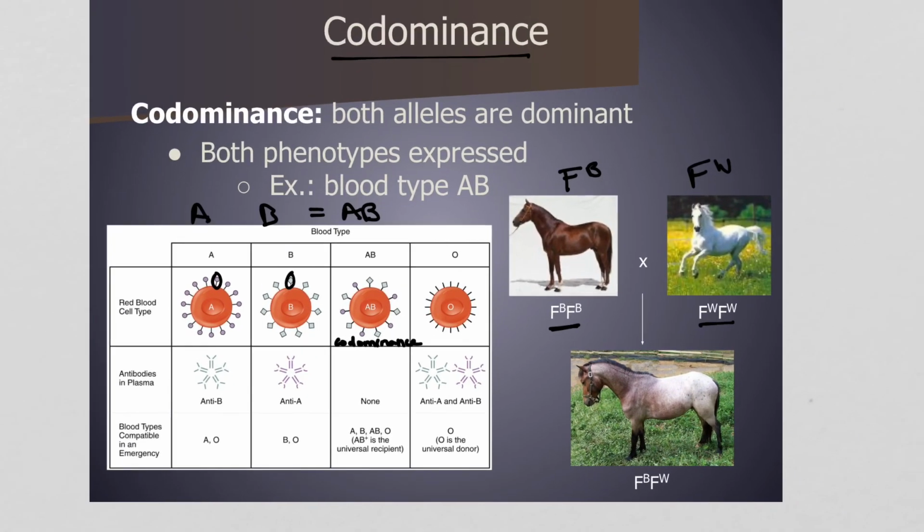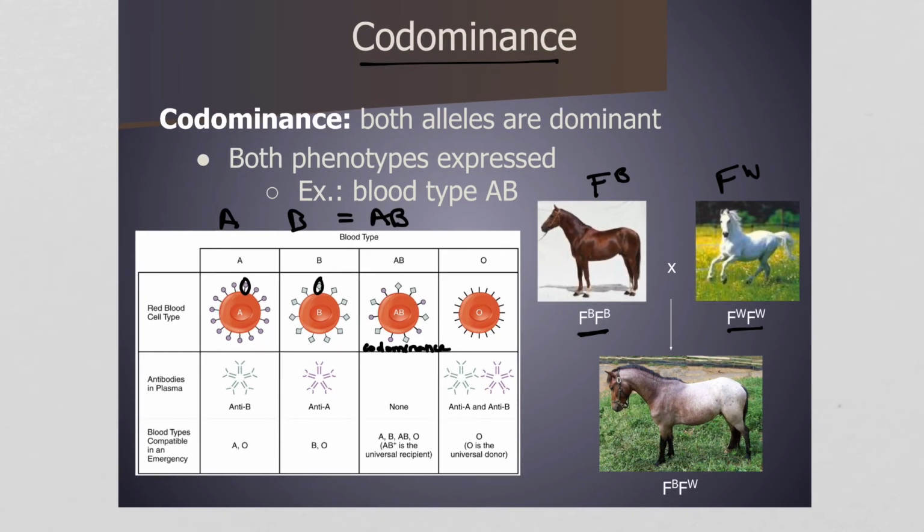And so that's codominance. And it's easy to get confused with the difference between codominance and incomplete dominance. But for me, I think of incomplete dominance as a midway point. They're sort of meeting in the middle, whereas with codominance, they're both showing up fully.